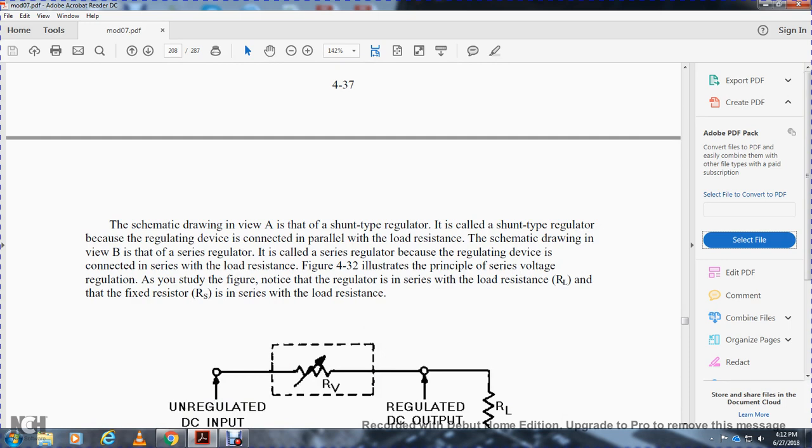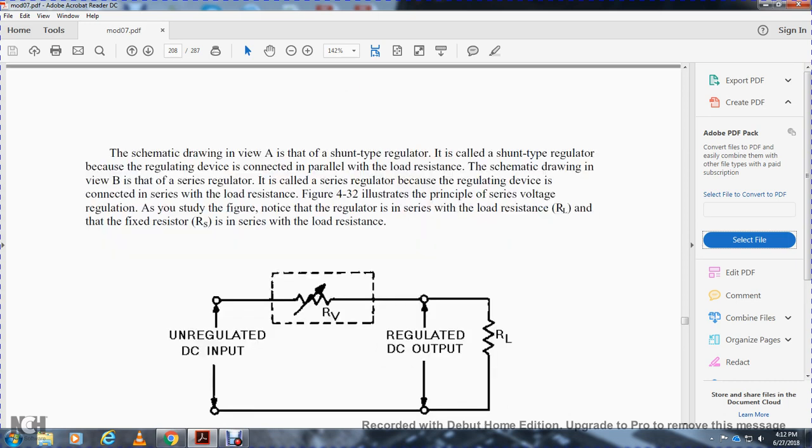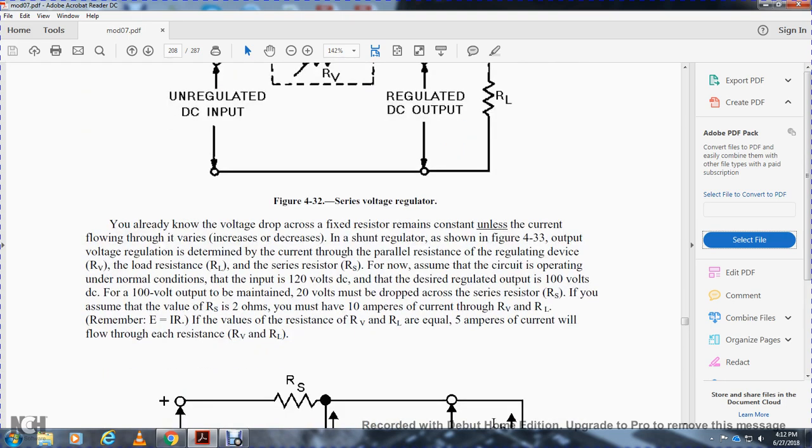At the start of the figure, notice that for the series regulation there is a fixed resistor in series with the load resistance. So you have the regulated DC input, the fixed resistor, the load resistance, and the regulated DC output. You already know the voltage drop across a fixed resistor remains constant unless the current flowing through it increases or decreases, as in the shunt regulator.